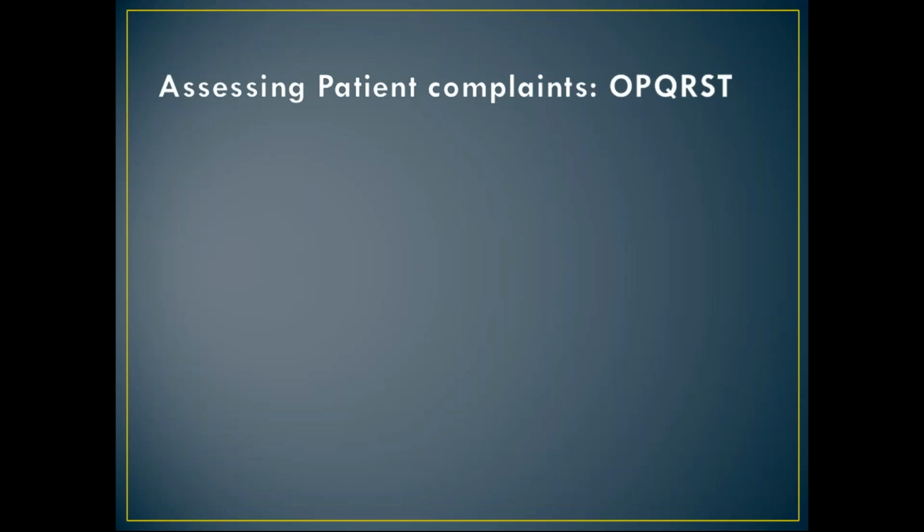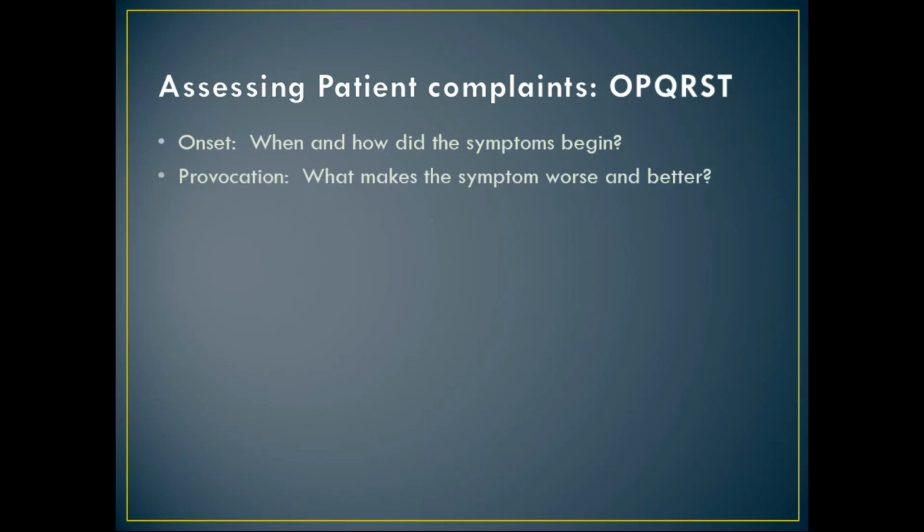Now, when we're diving deeper into our signs and symptoms, we can use the OPQRST mnemonic or model in order to get all the relevant information that we need for their signs and symptoms. So O is going to stand for onset. So when and how did these symptoms begin? P is going to be our provocation. So what makes the symptoms worse? What makes the symptoms better?